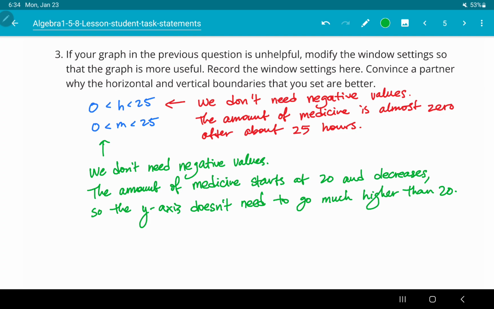I would have said the amount of medicine starts at 20 and decreases, so the y-axis doesn't need to go much higher than 20.